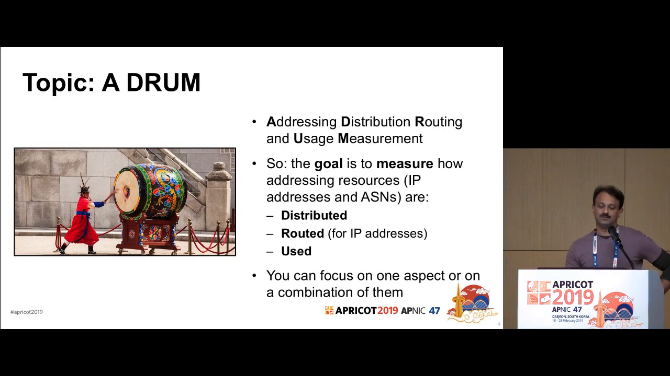The topic this time was a drum. My colleagues Sophia and GGM came up with this. It's related to what we do at APNIC, in terms of distributing IP addresses, how they get routed and how they are used.